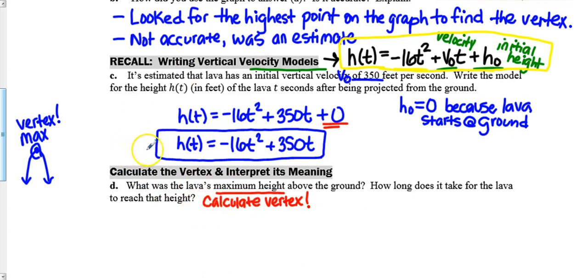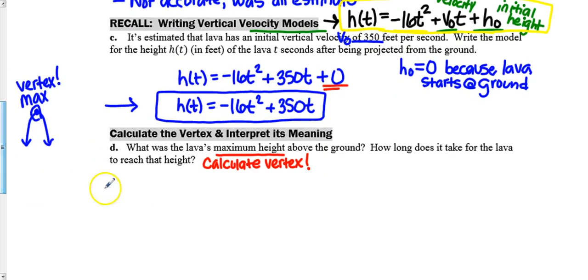So how do we calculate vertex given this? Well, to calculate the x value of the vertex, we have that awesome little equation, xv equals negative b over 2a. Looking at my model, what's a and what's b? I know that this is a, and there's b. So plugging that in, negative b will be negative 350 divided by 2 times negative 16.